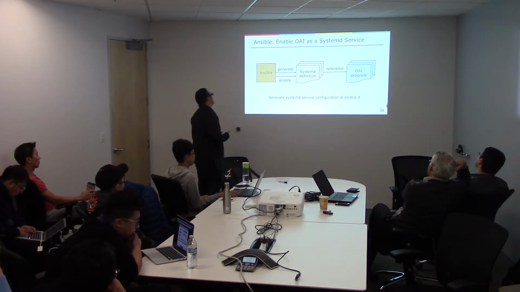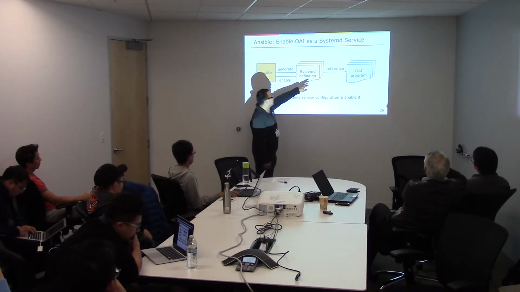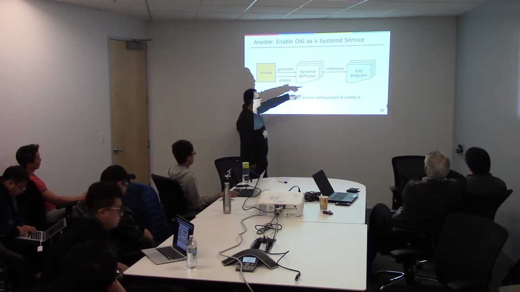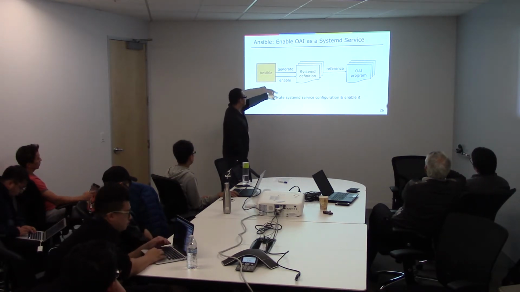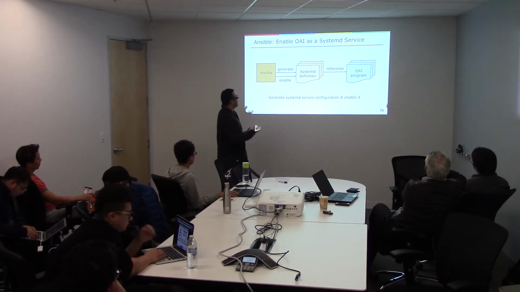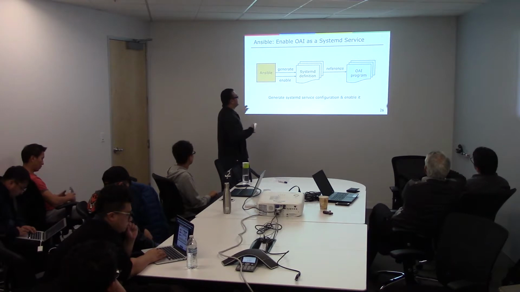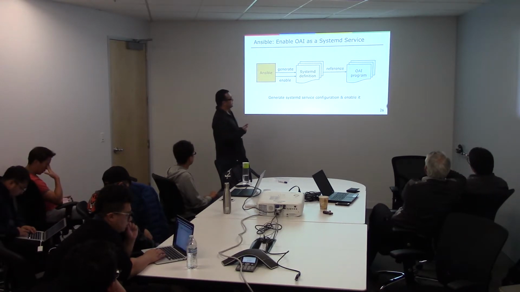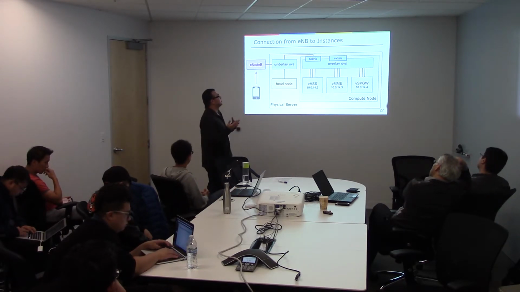After you configure your instance successfully, Ansible will need to generate a systemd service, and this systemd service will reference the OAI program. After that, Ansible can turn that VM into different EPC components. You can start it to become, like, the MME service or the HSS service. Okay, so now your VM has successfully become an EPC component instance.